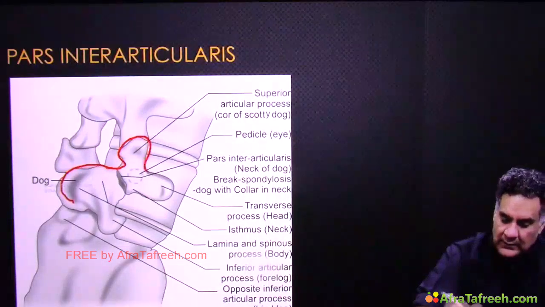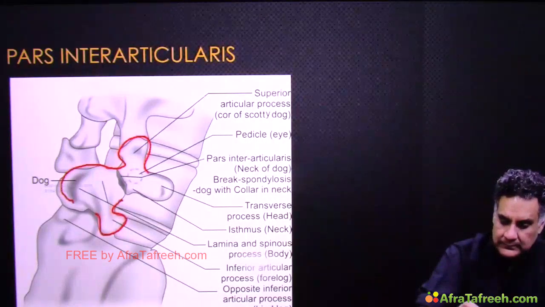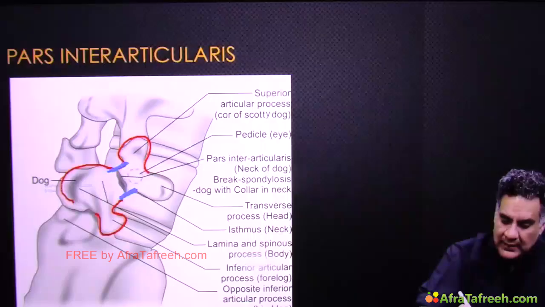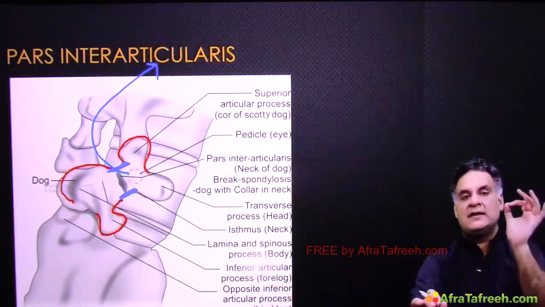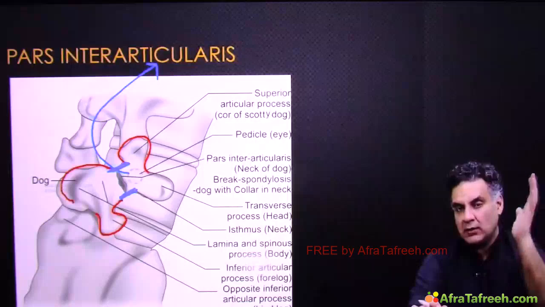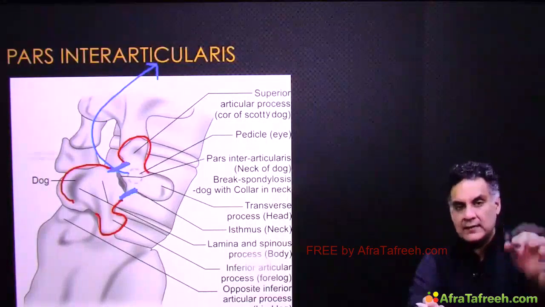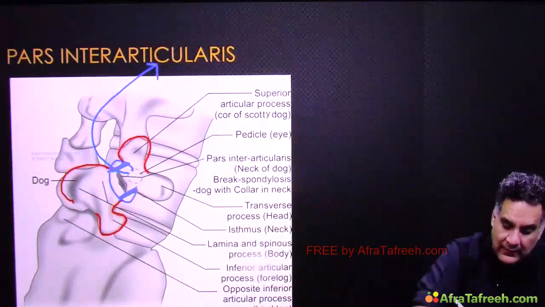The ear of the dog is made by the superior articular process. The front leg of the dog is made by the inferior articular process. And the neck of the dog is made by an area called the interarticularis. Whenever I run, I jump, I turn, I fall, all the forces of my spine go to this area of interarticularis, and this is the weak link.